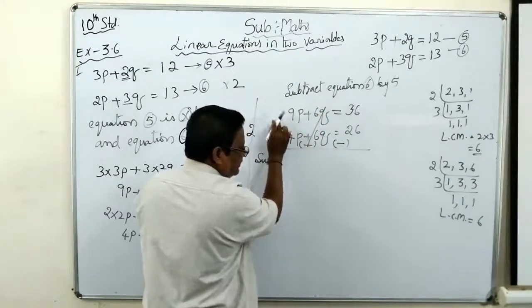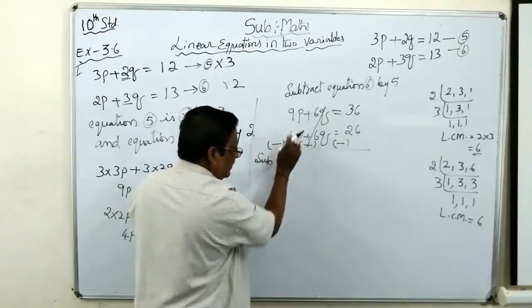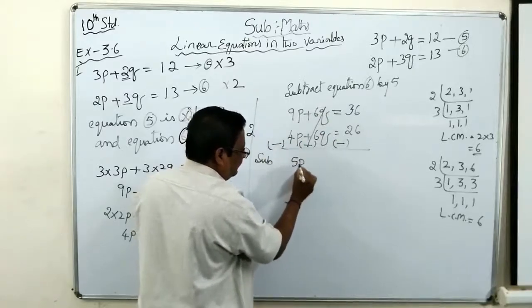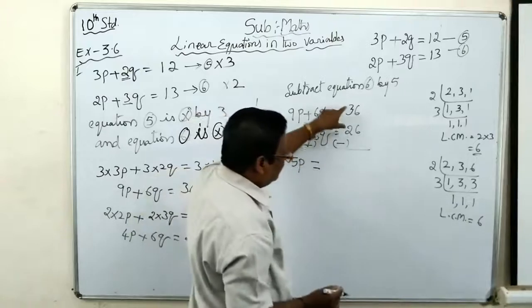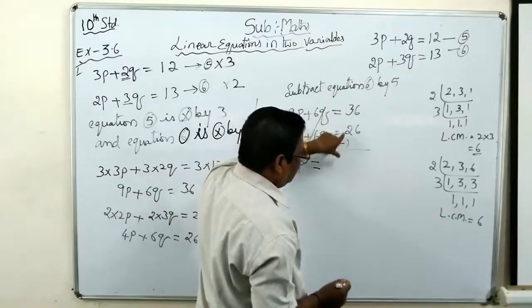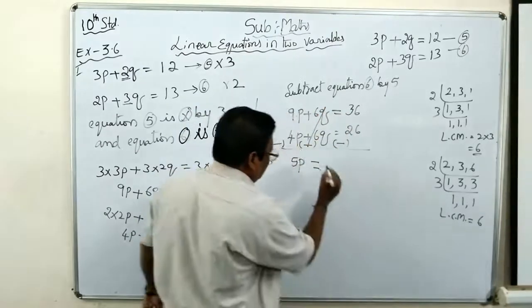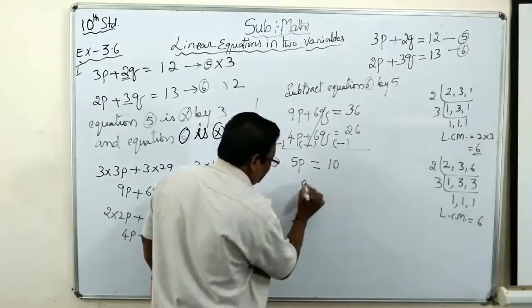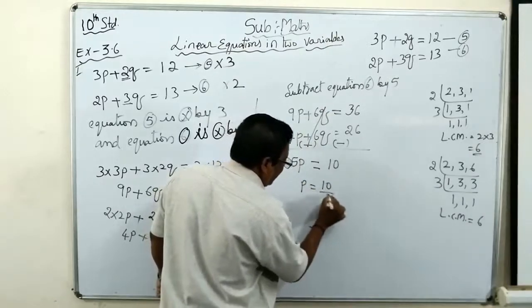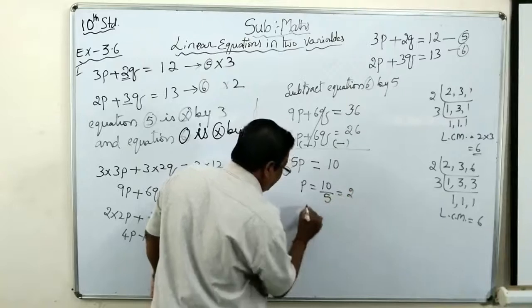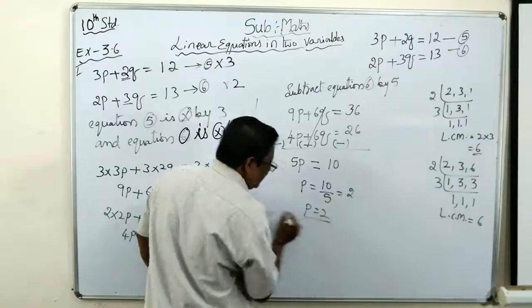Here plus 9 is there, minus 4 is there. 9 minus 4 is nothing but 5p is equal to 36 minus 26, which is nothing but 10. P is equal to 10 by 5, which is 2. P is equal to 2. This is the P value.